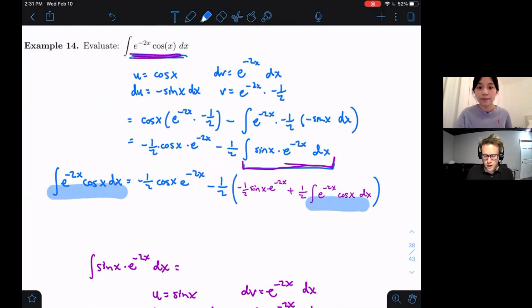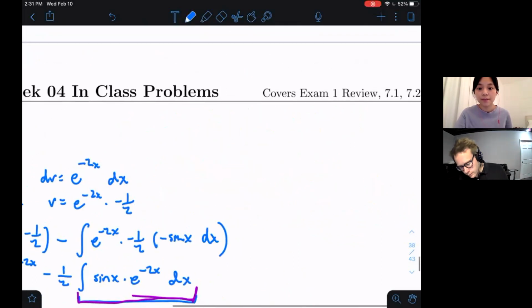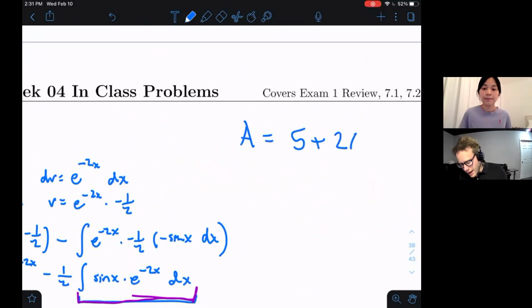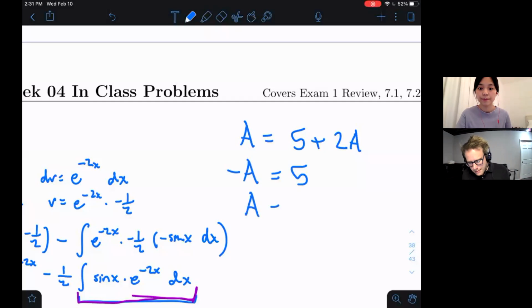This is kind of like, if I had a is equal to 5 plus 2a or something like this, and I told you to solve for a. You would try to accumulate all of the a's on one side of the equation. Maybe bring them over here. You would have negative a is equal to 5, and then maybe divide by something in order to get the final answer. So we want to accumulate this thing that we're interested in solving for.